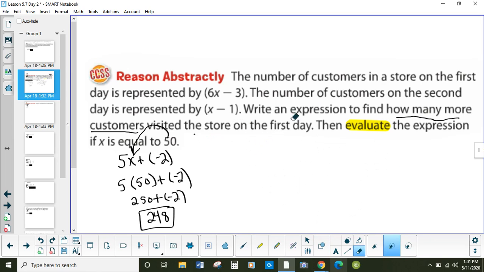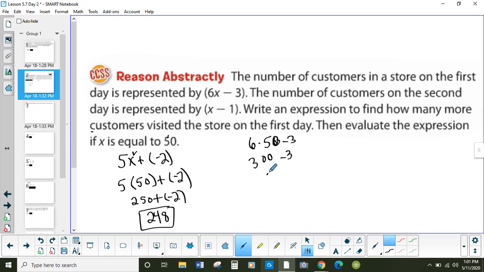So if my value of x is 50, we're going to go ahead and take our two expressions for day 1. So day 1 is 6 times x. Remember, x is 50, so I got 6 times 50 minus 3. So day 1 is 300 minus 3. And 300 minus 3 is 297. Okay to use a calculator or go off to the side, that's fine too. Day 2 is x minus 1, or 50. Remember, x is 50. 50 minus 1, which is 49.